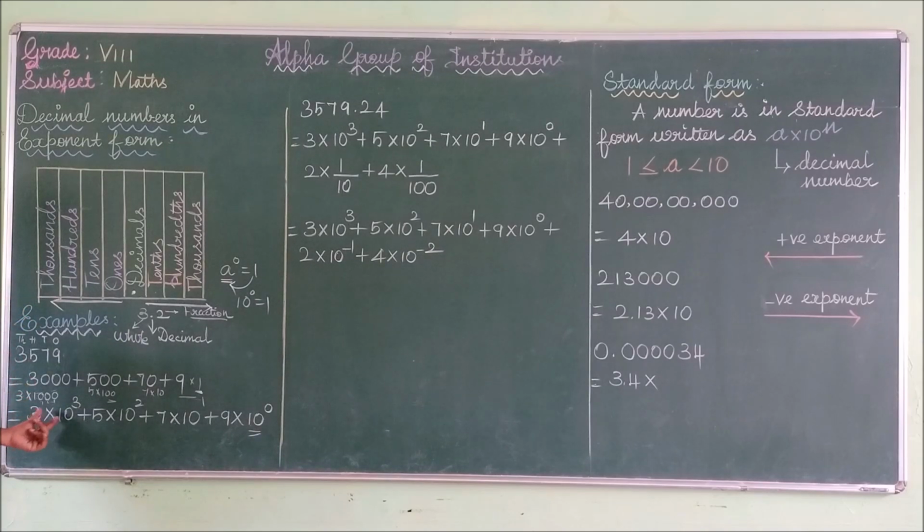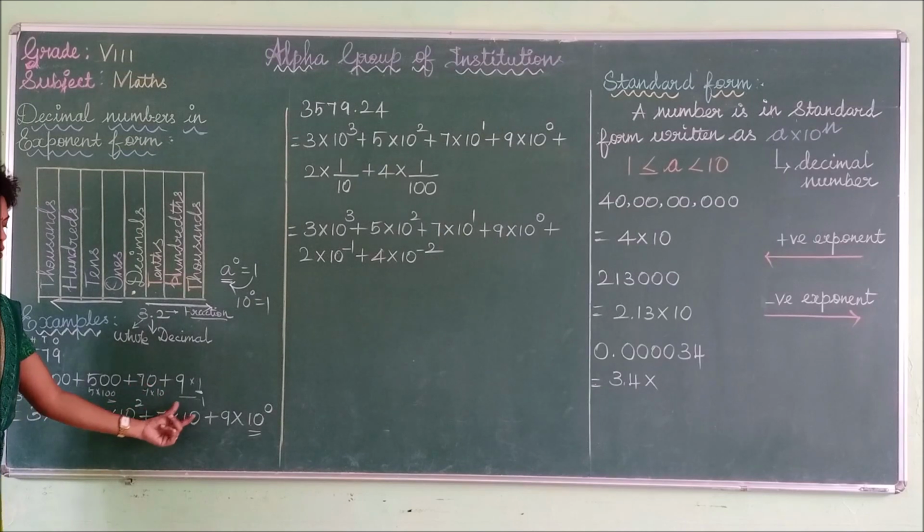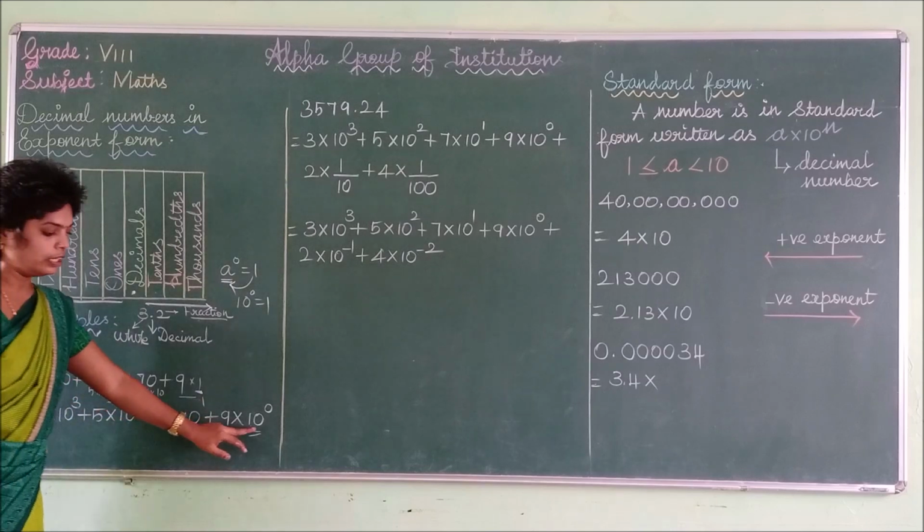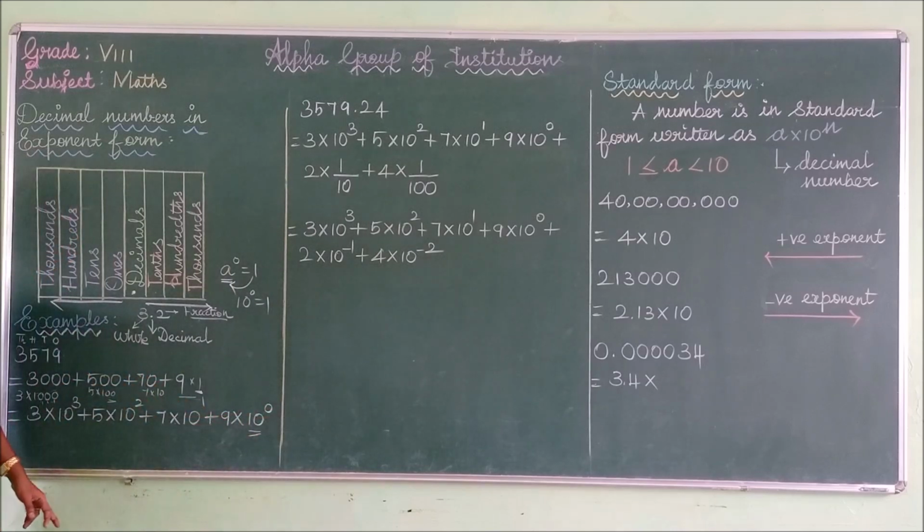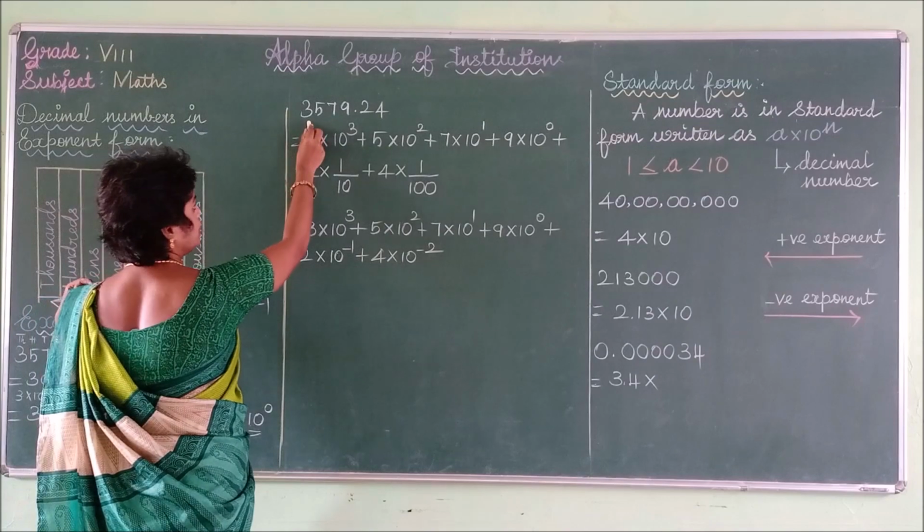So 3 into 1000 can be represented as 3 into 10 power 3. 5 into 100, where 100 can be represented as 10 square. Then 7 into 10 is 7 into 10 to the power 1. At last, 9 into 1 can be represented as 9 into 10 to the power 0. So this is for normal values. Here they are asking for a decimal number in exponent form, so look at another example.